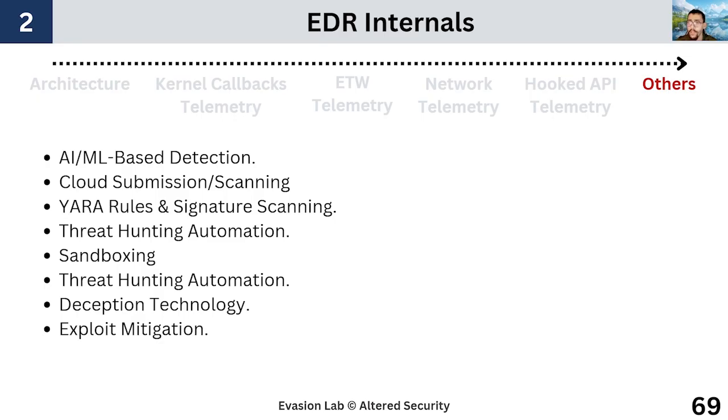Threat hunting automation continuously scans for indicators of compromise to detect threats proactively. Sandboxing executes suspicious files in an isolated environment to observe behavior safely. Deception technology uses decoy credentials, fake files, or honey tokens to mislead attackers and detect intrusions. Finally, exploit mitigation includes techniques like stack integrity checks and memory protection to prevent vulnerabilities from being exploited.